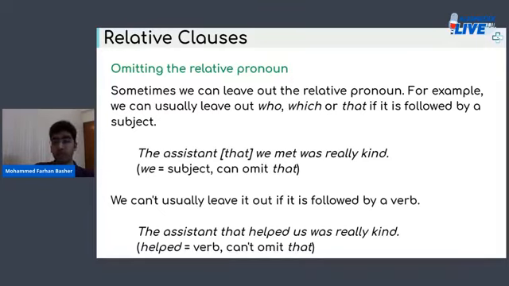Generally, we don't put a comma before or after that. But yes, there are some exceptional cases. For today, we're only going for the general rules. So generally, never put a comma before or after the relative pronoun that. Okay? All right.